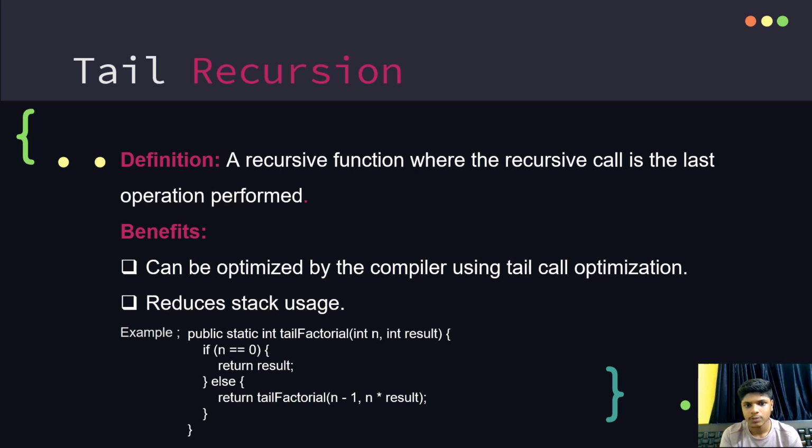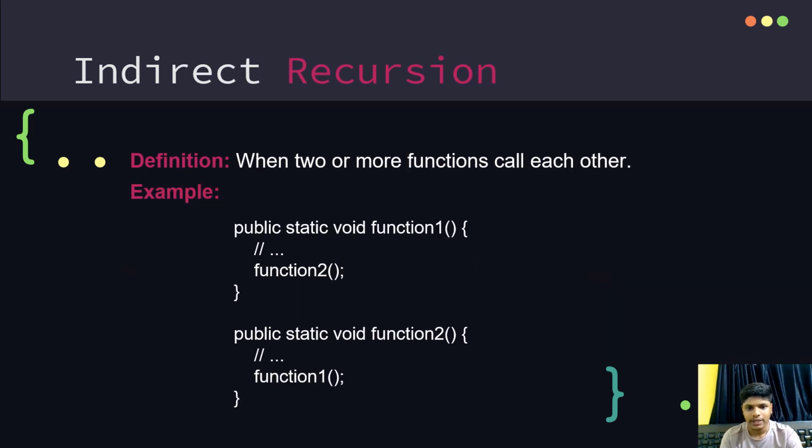Now let's discuss a special type of recursion called tail recursion. In tail recursion, the recursive call is the very last thing that happens within the function. This has a significant advantage. Compilers can often optimize tail recursive functions, reducing memory usage. Next is indirect recursion. Indirect recursion occurs when two or more functions call each other. Here function 1 calls function 2 and function 2 calls function 1.